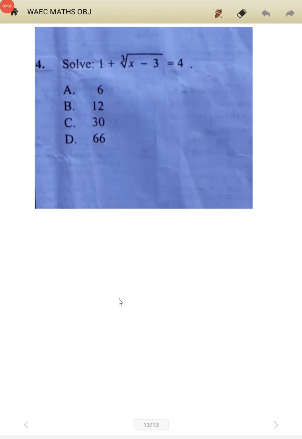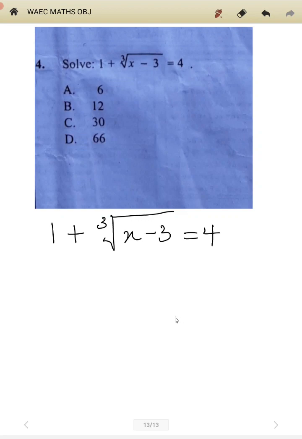This is a solved question, which applies an equation. In solving questions like this, you must apply the left side and the right side of the equation. If you see from the question, it says 1 plus cube root of x minus 3 is equal to 4.